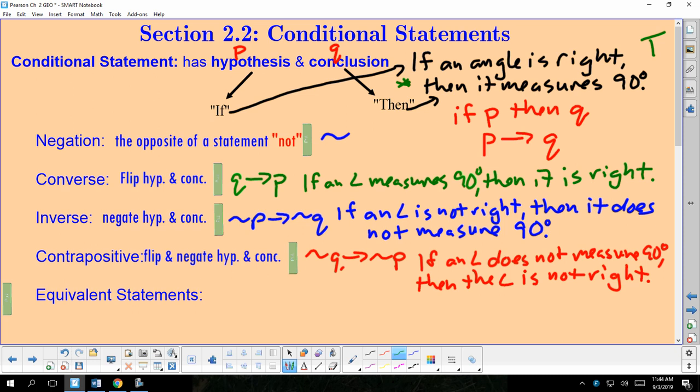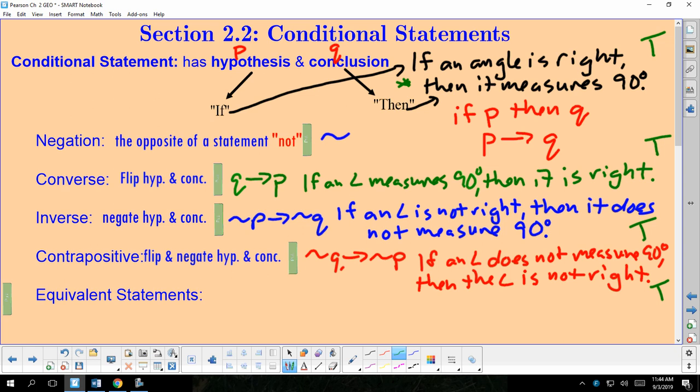What about this? If an angle measures 90 degrees, then it's right. Also true. If an angle is not right, then it does not measure 90 degrees. That's true. If an angle does not measure 90 degrees, then the angle is not right. Those are all true. Therefore, what we can say is that this makes a good definition of a right angle, that it measures exactly 90 degrees. What it means to have a good definition is that it's reversible. We can flip it around.